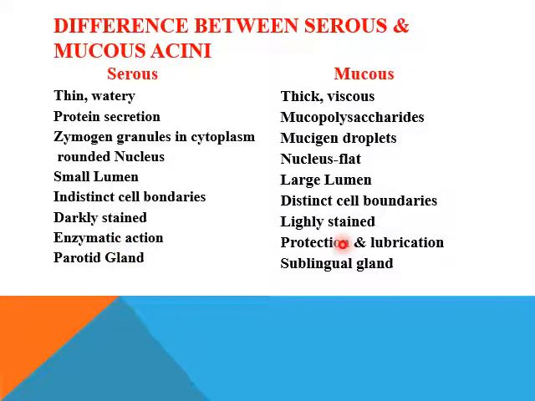Enzymatic action, while this is protection and lubrication. Serous acini are mainly seen in the parotid gland because this gland contains purely serous acini, and they are also present in the submandibular gland. But in the submandibular gland, 90% is serous acini and 10% is mucous, while the sublingual gland is purely mucous.